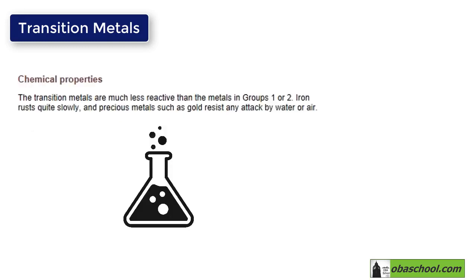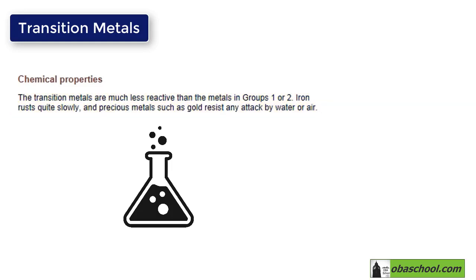Now, what about the chemical properties of the transition metals? They are actually much less reactive than the metals in group number 1, which are alkali metals, or group number 2, which are alkaline earth metals. Iron rusts quite slowly, and precious metals such as gold resist any attack by water or air because they are less reactive than metals of group number 1 and 2.